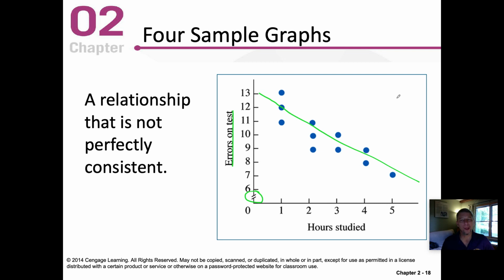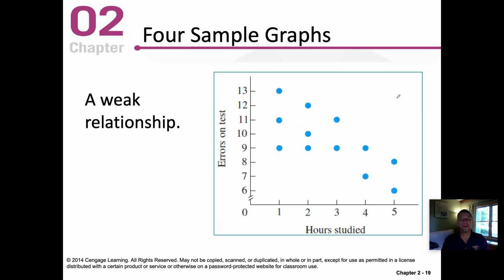All right. So there's definitely a relationship here, whether it is one that is 100% predictable is a whole different story. All right. And so, it's not perfect, but there's definitely a relationship here. Now, this relationship, or this graph, again, same set of variables. We've got errors on the test on the y-axis, the number of hours studied on the x-axis.